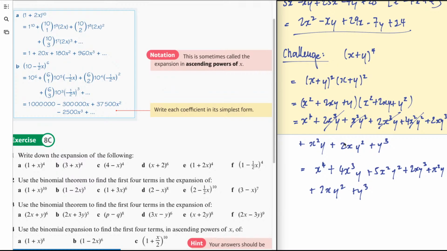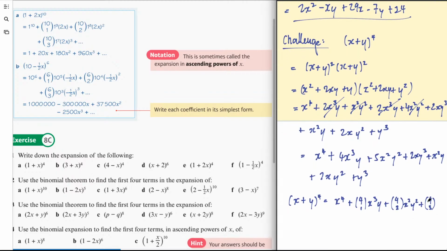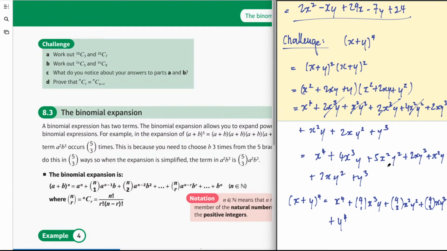So if we apply that to this example, we would have x to the power of 4 plus 4 choose 1, x to the power of 3 y plus 4 choose 2, x squared y squared plus 4 choose 3, x y cubed plus 4 choose 4 is just 1, so then it's just y to the power of 4. Okay, so clearly I've made a mistake here somewhere.